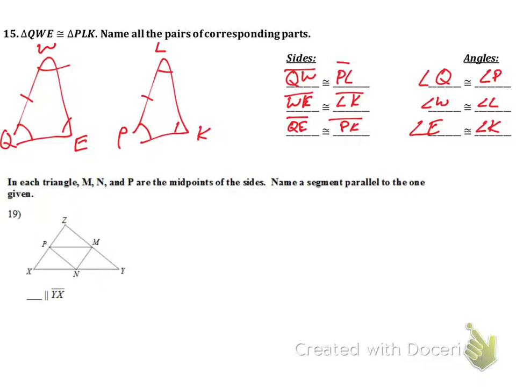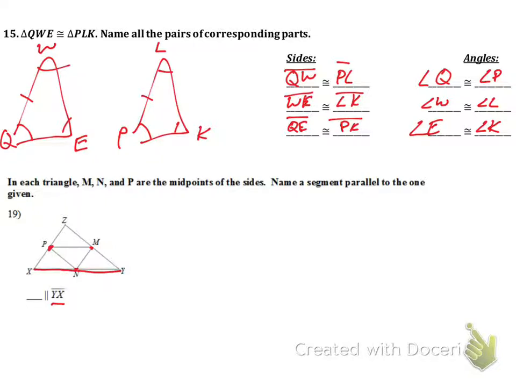19, in each triangle, M, N, and P are the midpoints. So we have our midpoints here. Name a segment that is parallel to the one given. So what is parallel to XY? We have XY, which is right here.